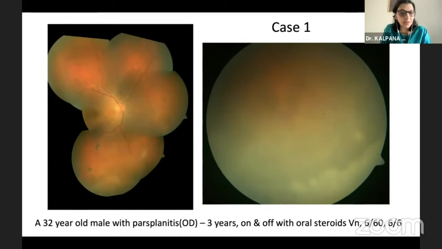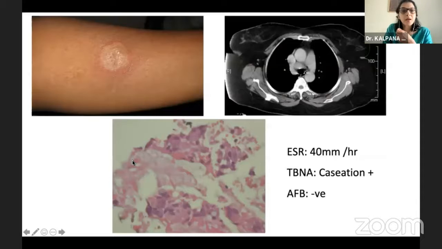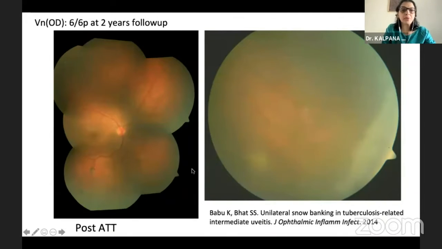So my first case is a 32-year-old male with a right eye pars planitis since 3 years, on and off on oral steroids. And when he presented to me, he had a vision of 6/60. So he was referred to me for systemic immune suppression. And when we saw his eye, he has this typical snow banking, snowballs, but he also had these chorioretinal scars. So we investigated him before immune suppression, and we found that his Mantoux was strongly positive. He had mediastinal lymphadenopathy, and when we did a TBNA, he had caseation. So this was a tubercular intermediate uveitis, and we treated him with anti-tubercular therapy, and his vision is 6/6 at 2 years follow-up.